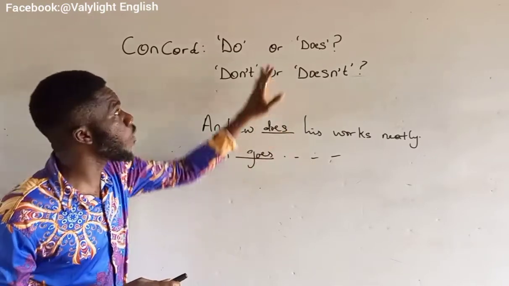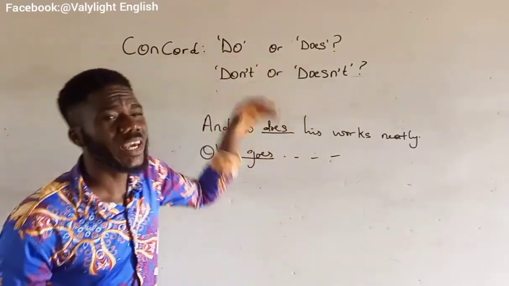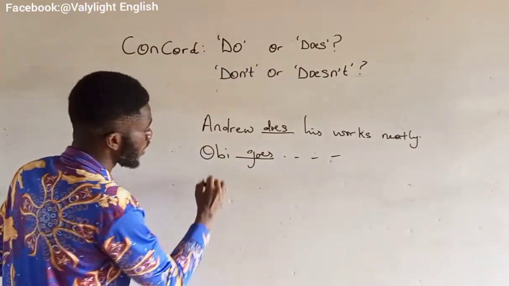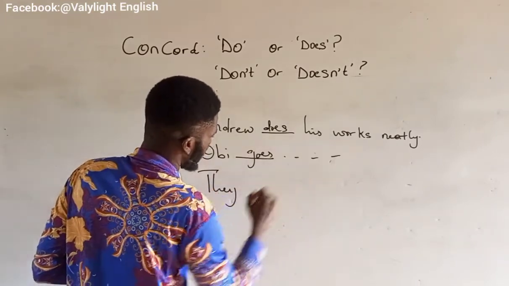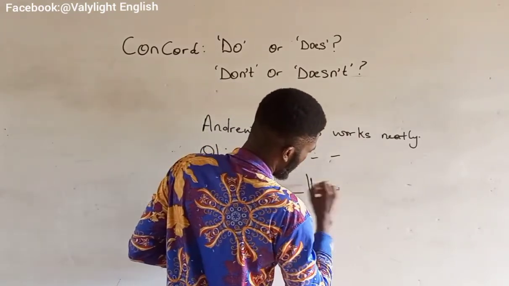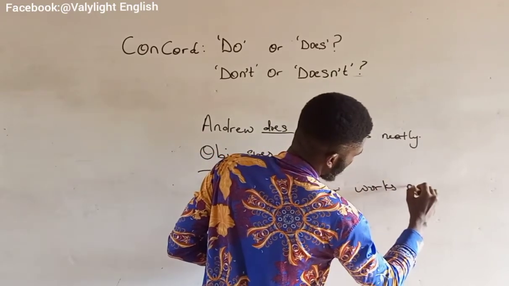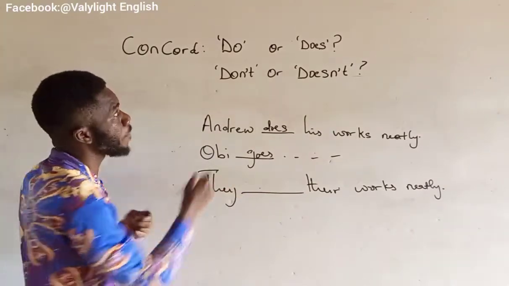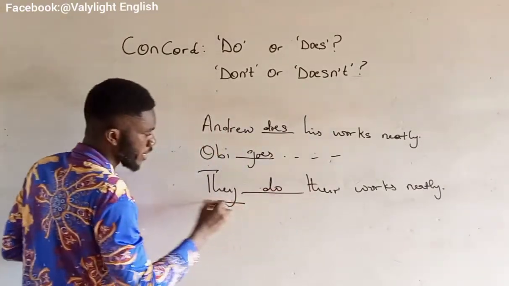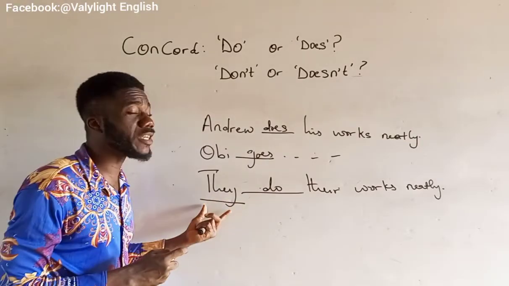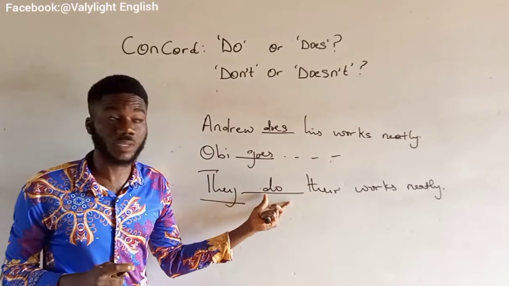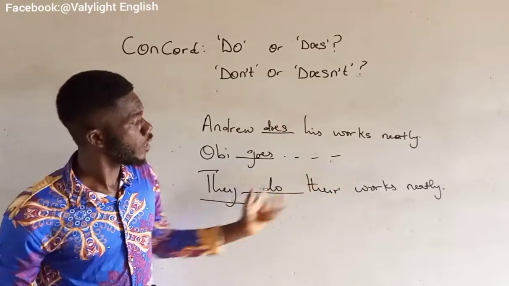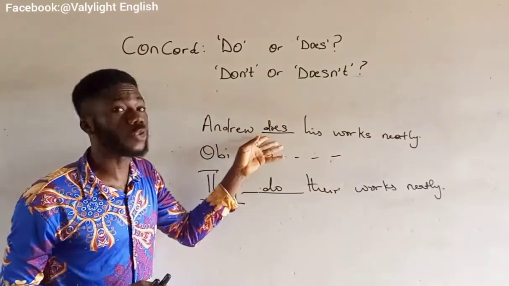S is here, S is here. You make use of do in a situation where the subject of the sentence is plural. Take for instance, let's use this sentence, they dash their works neatly. It is in a case like this that you then bring in do. The reason is that the subject you have here is in the plural form. That is why you make use of the plural verb. This verb is plural. They do their works, and not they does their works. Andrew does his works, and not Andrew do his works.